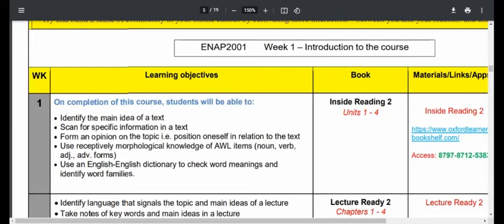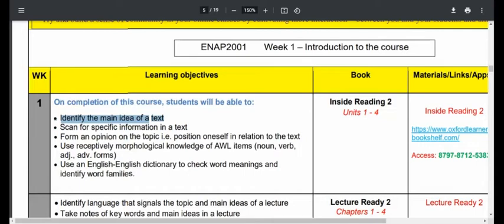So let's just look at one of these and understand that the rest of them work the same way. Your learning objectives are exactly this. Look what it says in blue. On completion of this course, students will be able to. So let's just say that at completion of week 1, a student should be able to identify the main idea of a text.